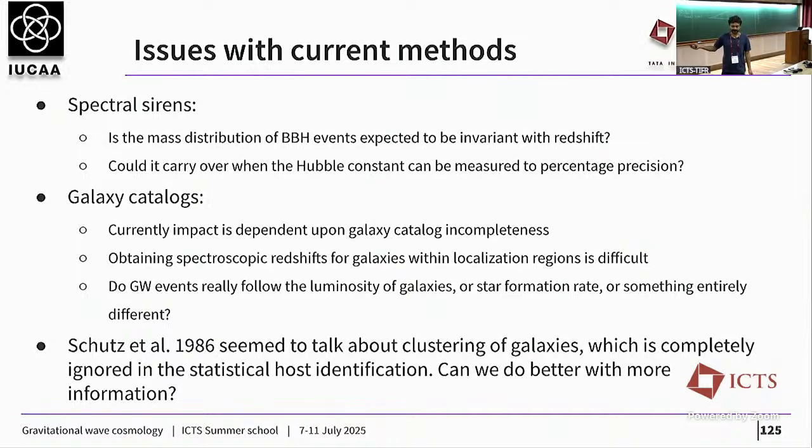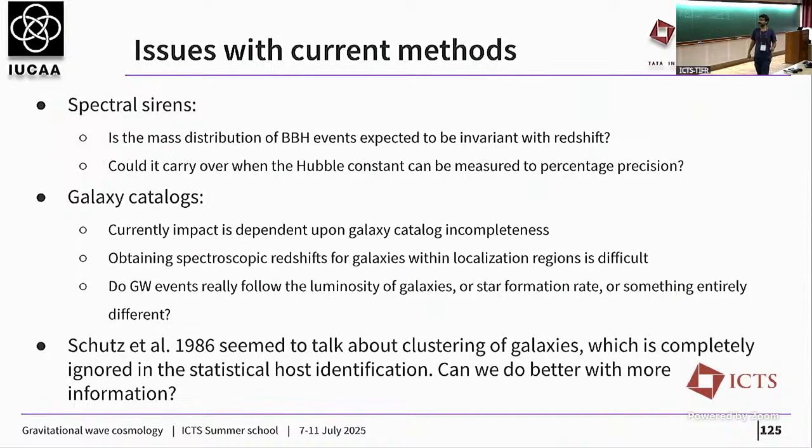This is an assumption. In fact, there was a paper by Aditya Vijay Kumar, who was previously a student here, which showed that if you use these assumptions, that it follows the luminosities of galaxies, and then you predict what should be the redshift distribution of these gravitational wave events, then it is completely incompatible with what is assumed, right? And so there are all sorts of problems like this that you have to worry about. That it may not indeed follow the luminosities of galaxies, then what happens?